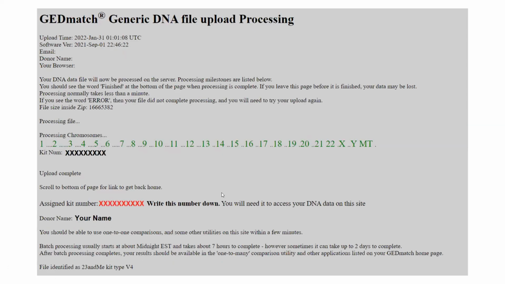Next screen will look like this. It shows the processing of all the chromosomes, and then it demonstrates your kit number. So where I've put these X's, normally your kit number would display there. You can write it down, but it'll also display on your homepage when you're all finished.